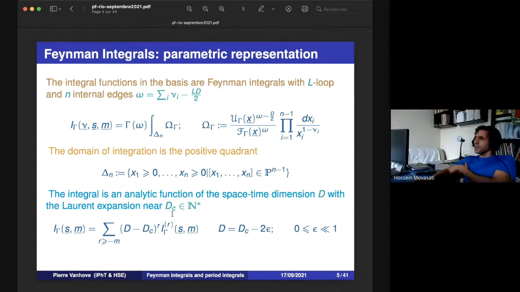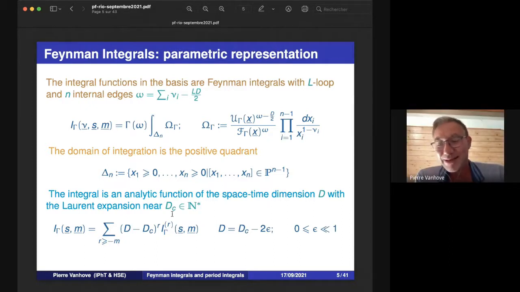Pierre, maybe I reformulate Sergei's question. The first time I saw Feynman integrals, they were in infinite dimensional spaces, which at the beginning didn't make sense, but these are well-defined ones. What is the relation? I'm sorry, I didn't get that point.